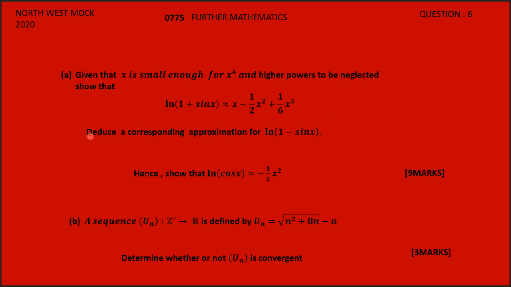Now the next step is to deduce a corresponding approximation for the ln of 1 minus sine x. Hence, show that ln of the cosine of x is approximately equal to negative 1 over 2 x squared, 9 marks. Part B says a sequence u_n is defined by u_n equals to that. Determine whether or not u_n converges, 3 marks. So let's get into the solution.